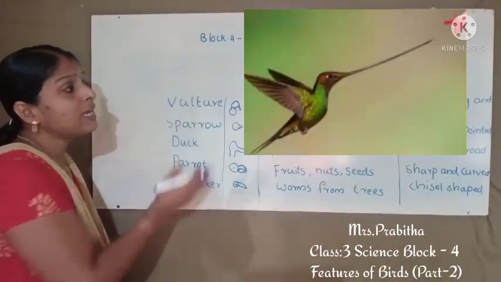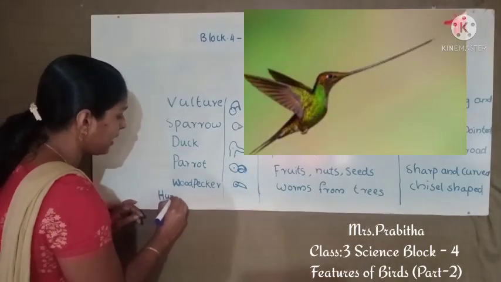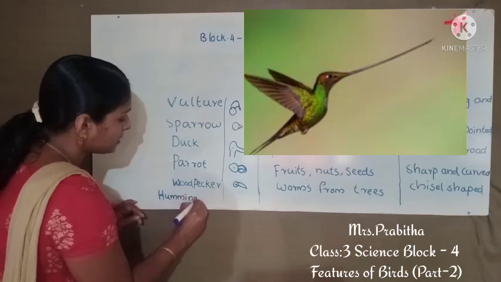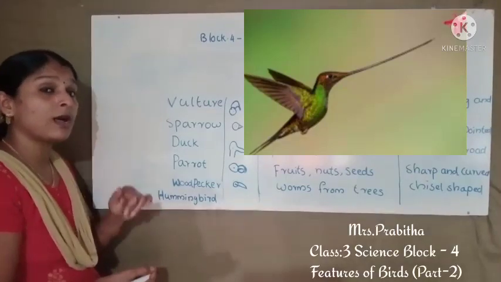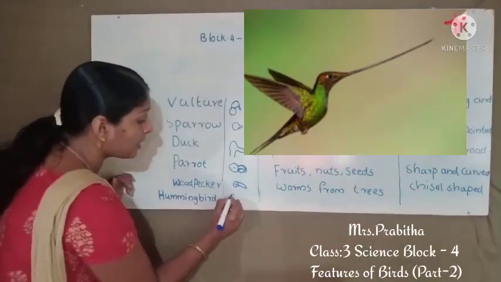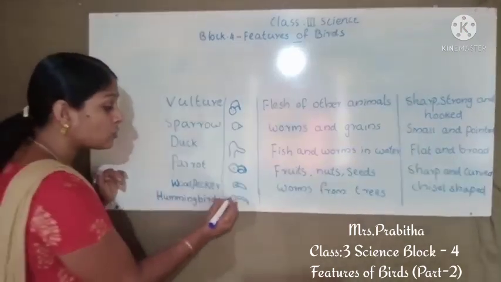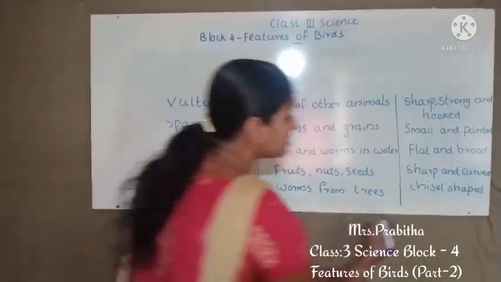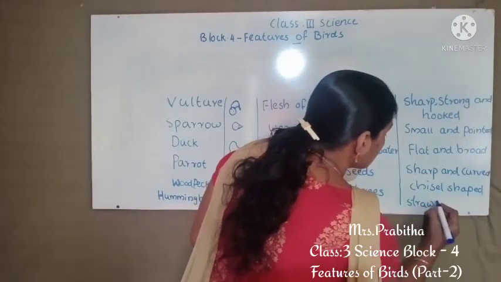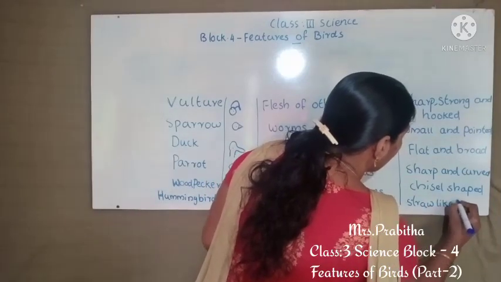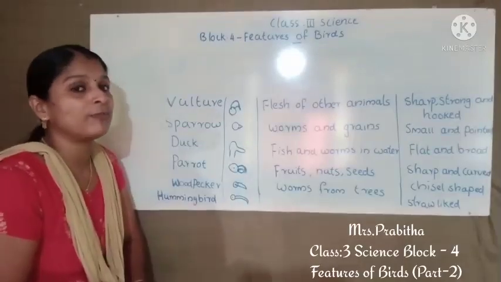Okay, next bird is, yes, it is hummingbird. It is a small bird, you know, hummingbird. Which type of beak does this hummingbird have? Yes, hummingbird has straw-like beak. Okay, how is it? Straw-like. You know, a straw we use to drink juice. Straw-like beak. Okay, so this kind of beak helps the bird to suck nectar from the flowers.